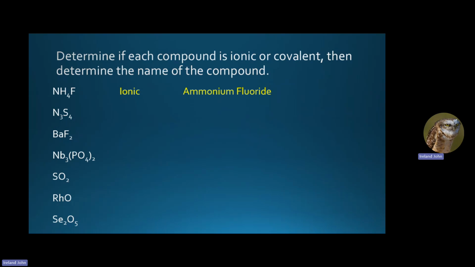All right? So next one, ionic or covalent? Covalent, right? 2 nonmetals. Okay, what's the name of it? You're right, it is covalent. Now you got to figure out the name. Remember, covalent compounds are named by the number of each of them in there, right? So you need the prefix, then the element.